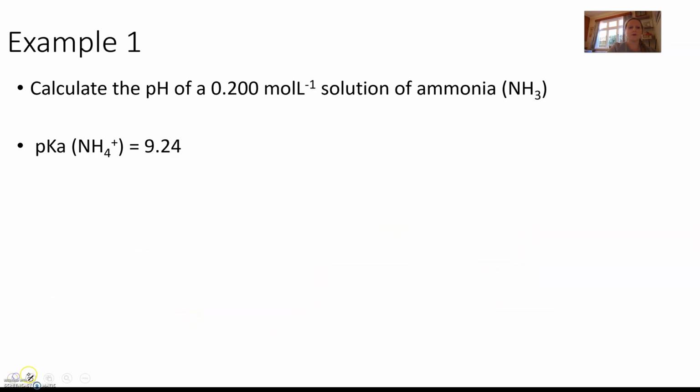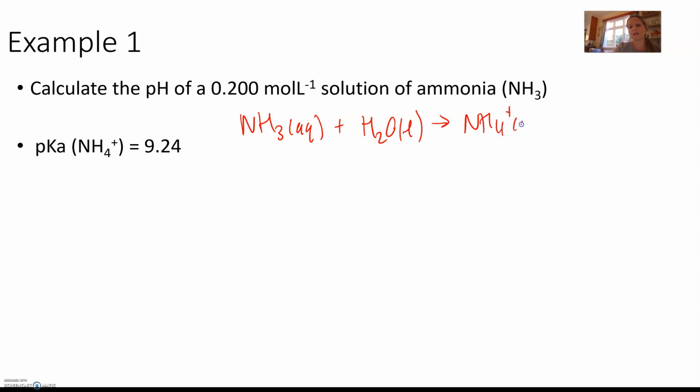So let's do an example. Calculate the pH of a 0.2 solution of ammonia. So ammonia is a weak base. So we're going to do the equation first, best practice for the first few. NH3 plus H2O goes to NH4 plus aqueous plus OH minus.